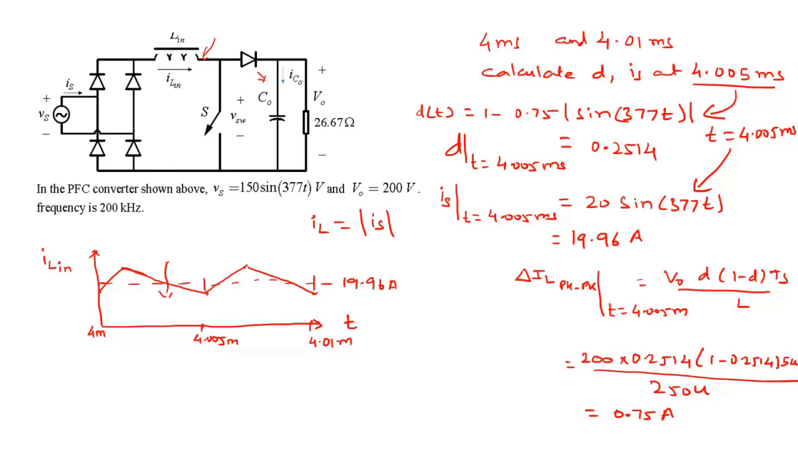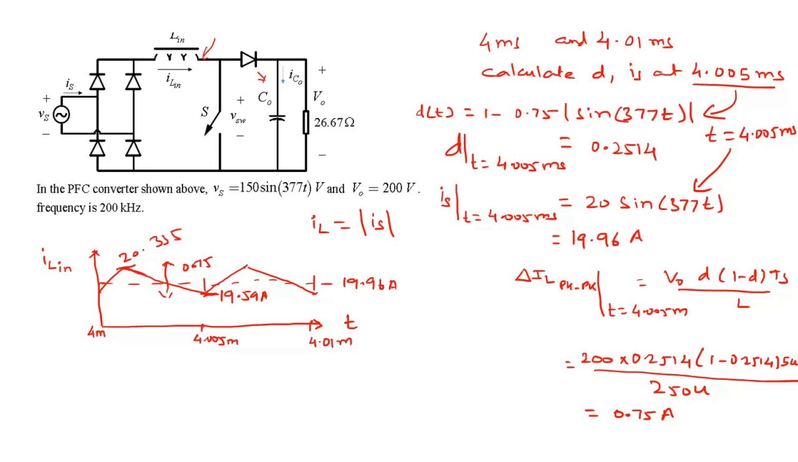The peak to peak ripple here is 0.75 with an average of 19.96. If you want to write out the values exactly, this peak is 20.335, which is nothing but the 19.96 plus 1/2 of the 0.75, and the lowest value here is 19.59. So that's the input inductor current waveform.